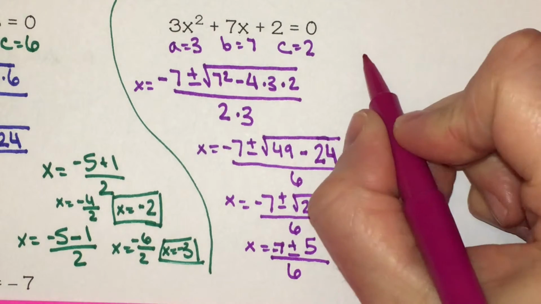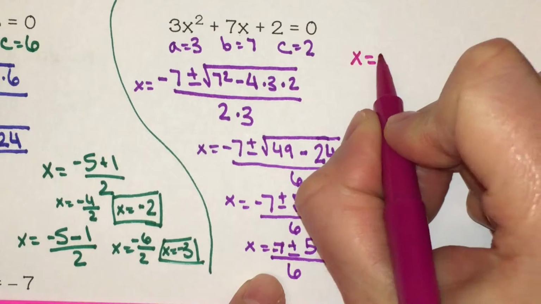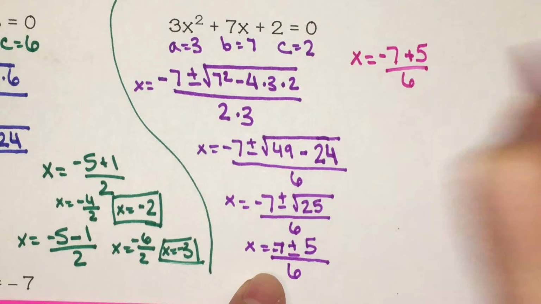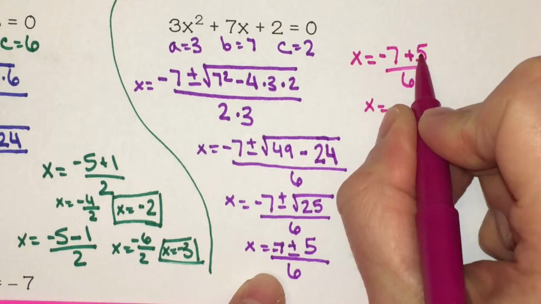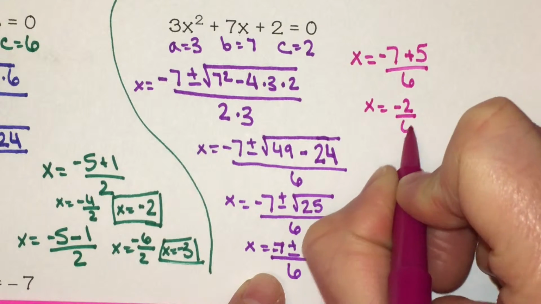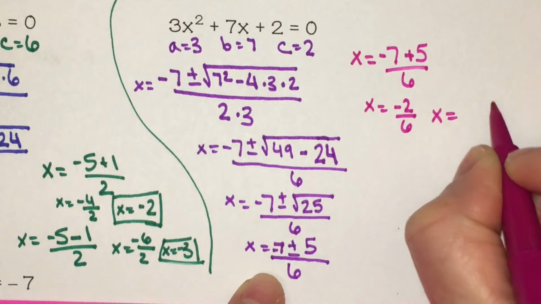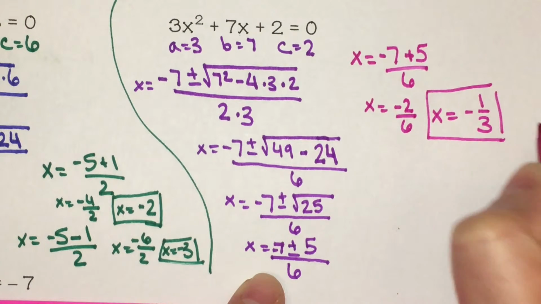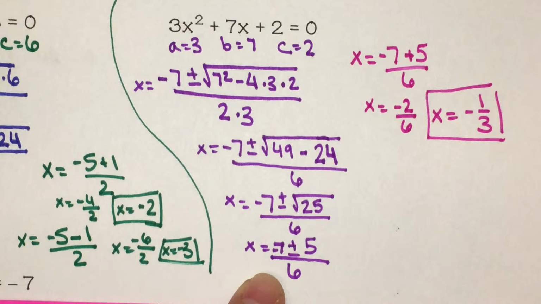So I'm going to start up here, and I know x is equal to negative 7 plus 5 divided by 6, which I can simplify to x equals negative 7 plus 5 is negative 2 over 6, which gives me x equals negative 1/3. So that's one of my answers, but I know it's equal to two different things.